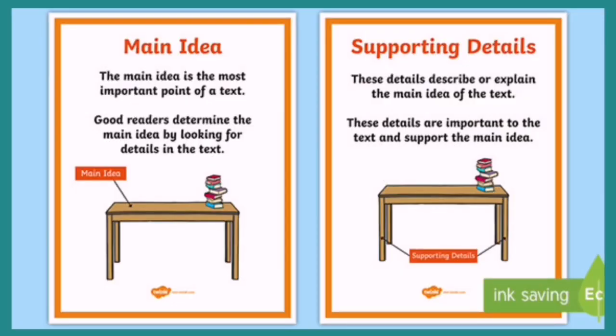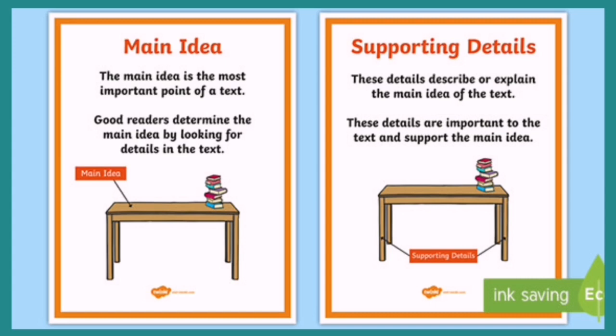As we all know, in each paragraph there should be a main idea and also supporting details. Maybe you have known about this before, but if you haven't, I will expose to you about it now. Okay, the main idea is the most important point of a text. Good readers determine the main idea by looking for details in the text. Okay, as you can see, our main idea is represented as the tabletop, okay, of a table.